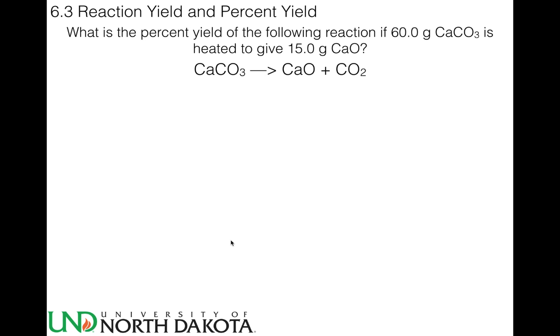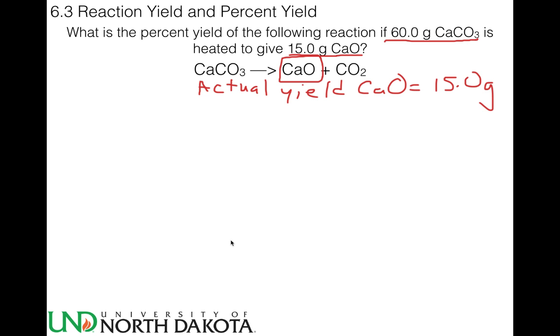Well, what we're going to do is try to decipher what we're given. We're told that we have 60 grams of calcium carbonate, and it's heated to give 15 grams of calcium oxide. Calcium oxide is our product, and so this yield of our product is the theoretical yield. Oops, excuse me, it's the actual yield. So the actual yield of CaO is 15 grams.